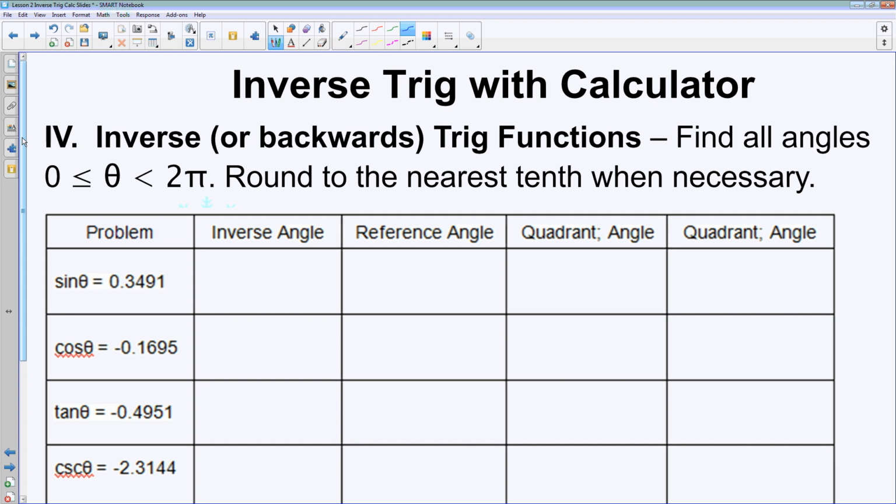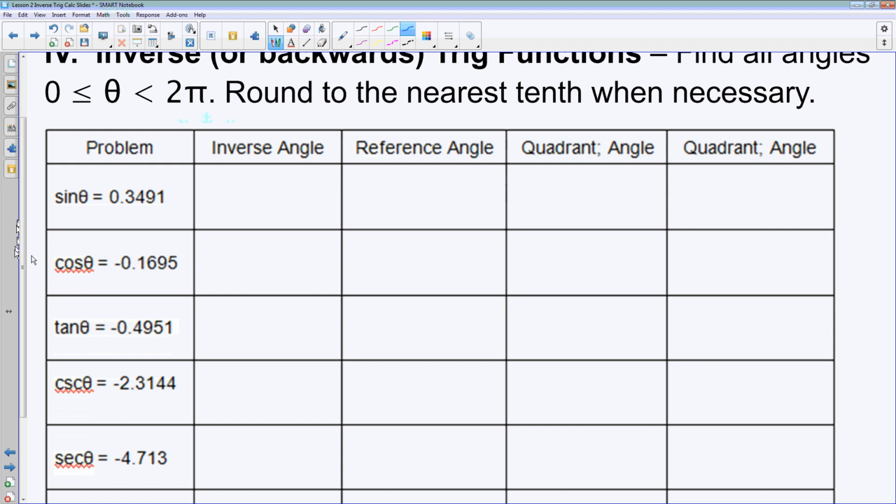So real quick, let's go ahead and find all of these angles. My inverse angle for sine of theta, I already showed you. That's 20.4. All right, inverse cosine. For the next one, you would get 99.8. I'm just going to do this column real quick. Tangent of theta equals -0.4951, you end up getting -26.3 degrees.